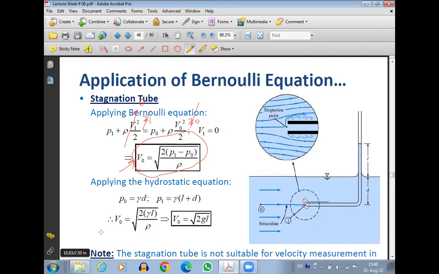And when it stops, that means we know that earlier there was some velocity. At the time when it enters into the stagnation pipe, the velocity goes to 0. So we know there is a velocity variation, a velocity difference. Correspondingly, we can find out what the velocity will be by using the Bernoulli's equation like this.